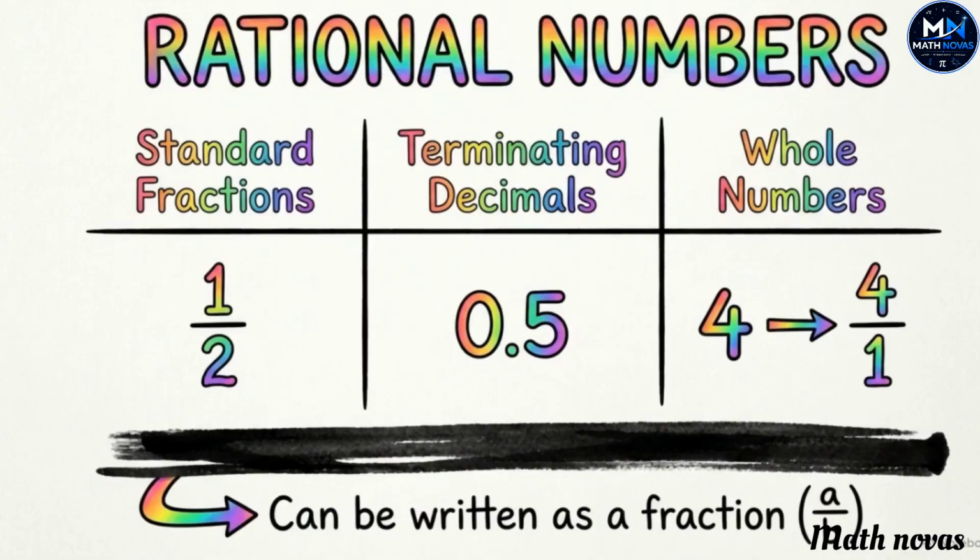The rule is simple. Any number that can be written as a fraction is a rational number. We can group these into 3 distinct types: standard fractions, terminating decimals, and whole numbers. This includes 1/2, 0.5, and 4 expressed as 4 over 1.